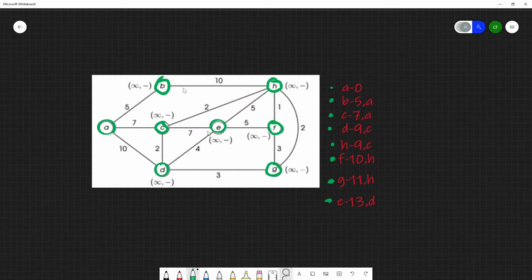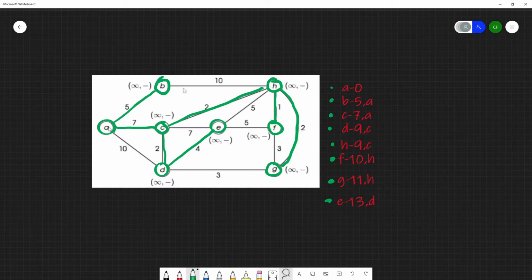So now what we've done is discovered the shortest paths. Starting from A, we know that from A we have A and B, and we have A and C. From C we have D and H. And from D we have E. From H we have F and G. So here we have all the shortest paths you can take from A to get to every single node.